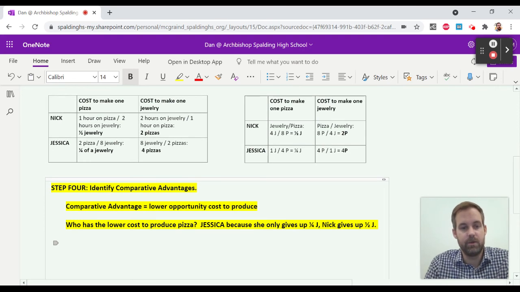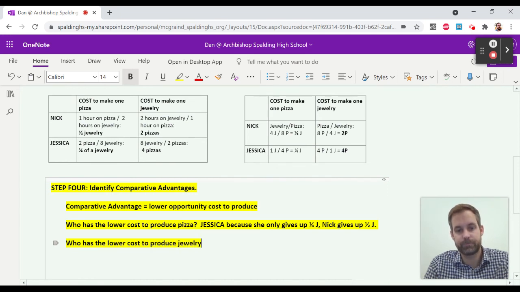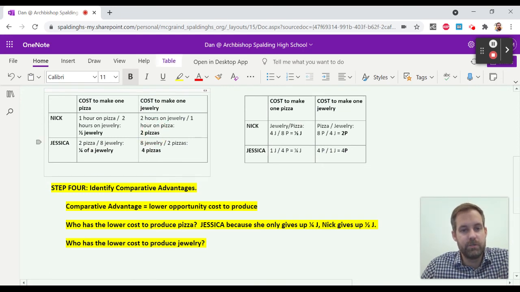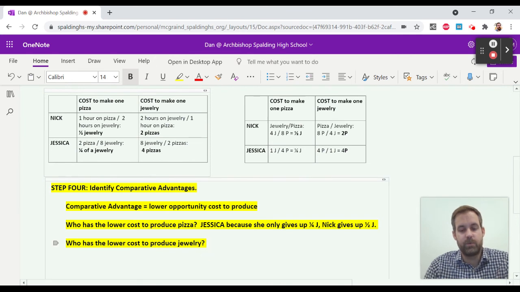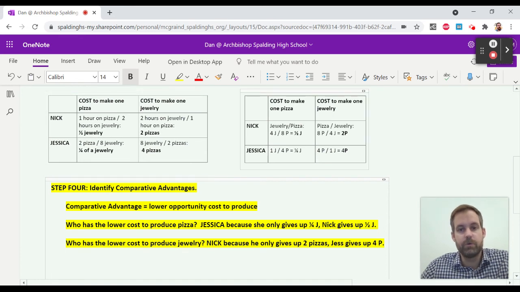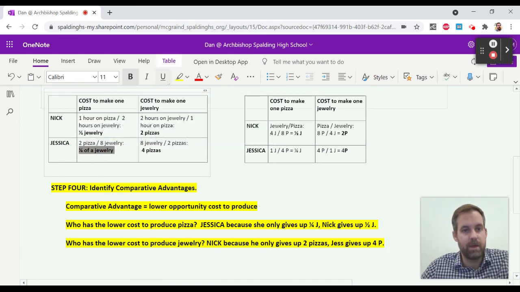Then we can do the same thing again with who has the lower cost to produce jewelry. And we come back up to the chart. Nick pays 2 pizzas. Jessica pays 4 pizzas. And we get that Nick, as he only gives up 2 pizzas, Jess gives up 4 pizzas. And you'll notice that this answer is going to be the same no matter where we look for it, right? The 1/4 versus 2, and then over here, the same 1/4 versus 2, right?